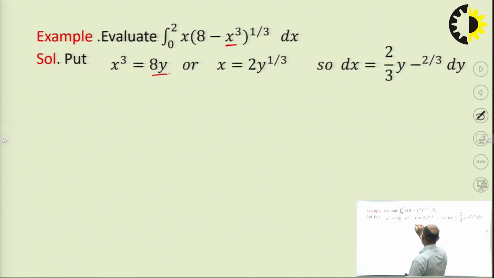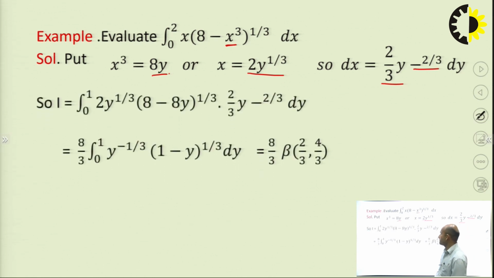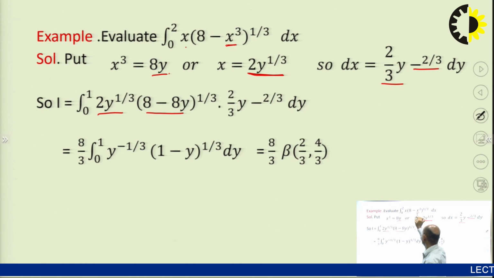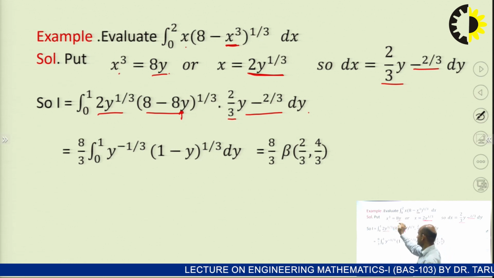So, x will be cube root of 8y, or we have 2 times y raised to power 1 upon 3, and dx will be 2 upon 3 and y raised to minus 2 upon 3 dy. So, we can put these values here. After putting these values, first we have to find this one, x is actually 2 into y raised to power 1 upon 3, and then we have 8 minus x cube, which is 8y, whole power 1 upon 3, then we have dx is 2 upon 3, y raised to minus 2 upon 3, then dy. And for limit, if x is 0, then y is also 0. If x is 2, then we have 8 equals 8y, or y is 1 here.